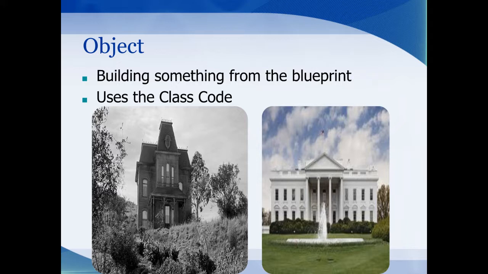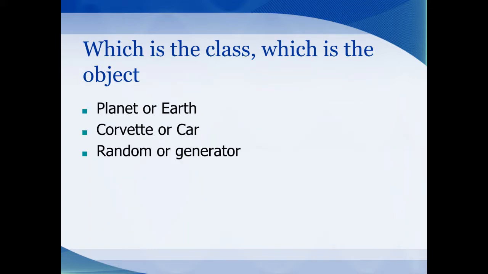So let's take a house class. We can adjust properties of the house object, and you can end up with many different types of houses, such as you got the psycho house or the white house or whatever house you decide to dream up with your class. So the class is the blueprint to make the object.